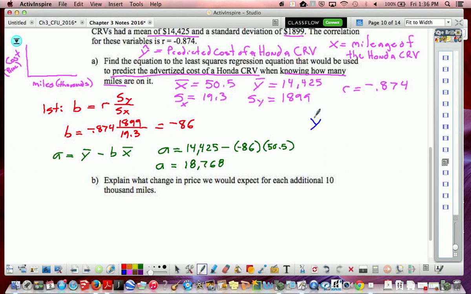So y hat equals A, which is 18,768 minus 86x. Beautiful.